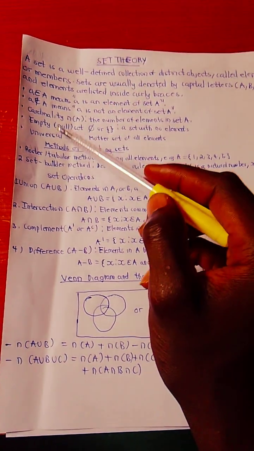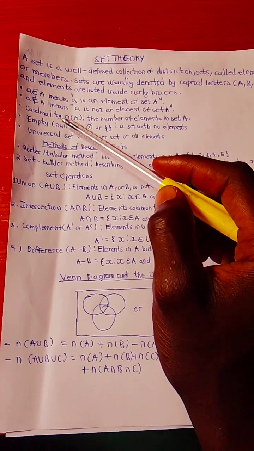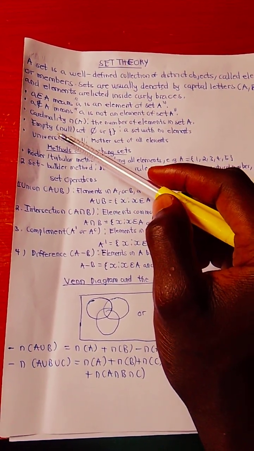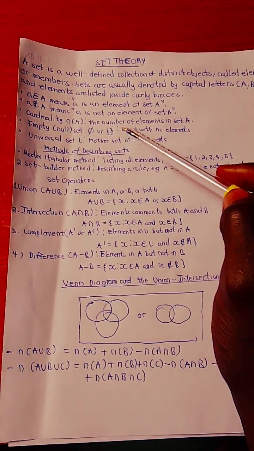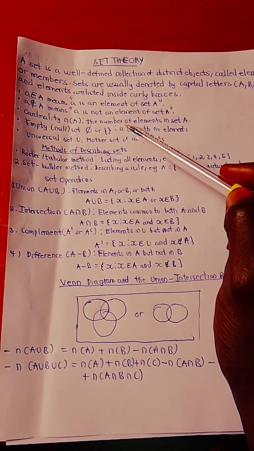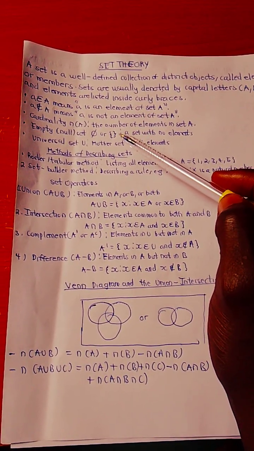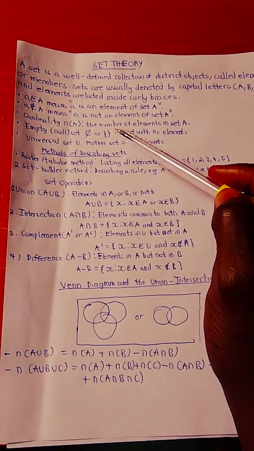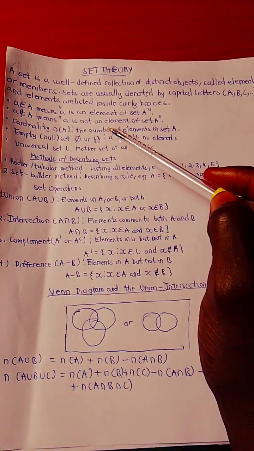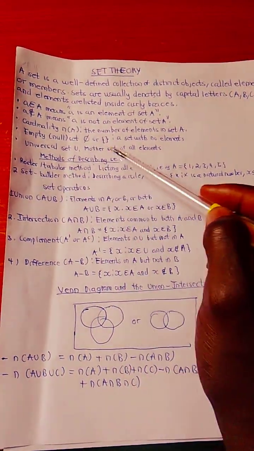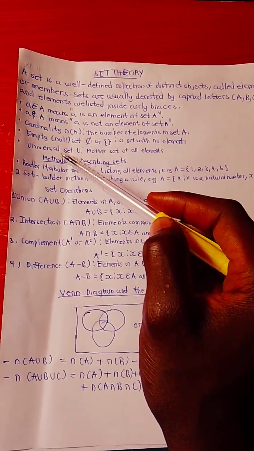Do you get me? Now we have what we call the empty set. Empty set means a set with no elements. A set with no elements. That is, they can give you a particular question, I will tell you it's an empty set. So if you see that it is an empty set, that means there's nothing inside that thing. Empty means null.